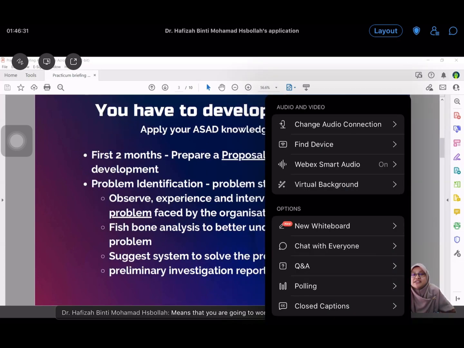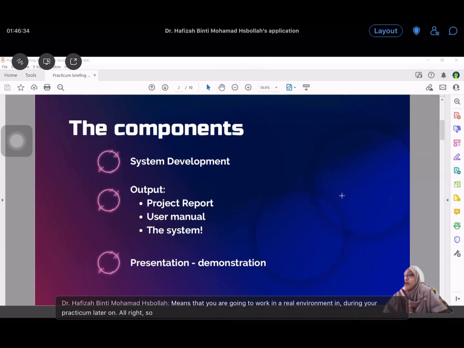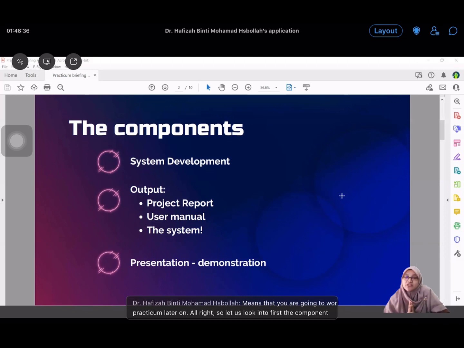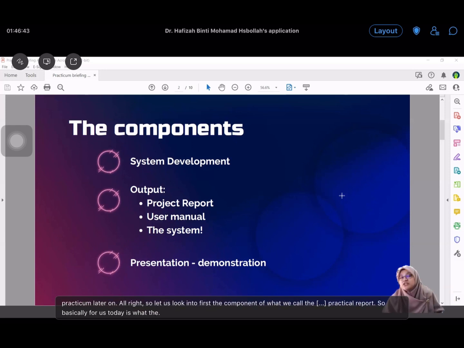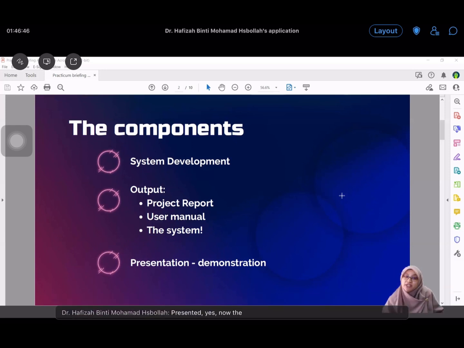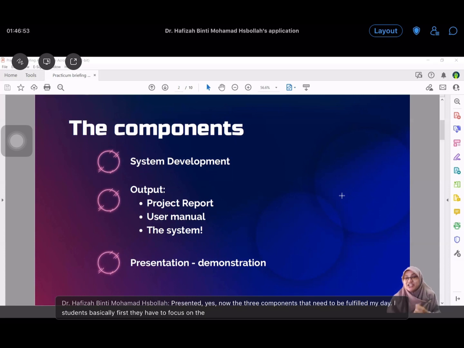Alright. So let us look first into the components of the AIS Praktikum report. For AIS students, as Dr. Lin presented just now, there are 3 components that need to be fulfilled. First, they have to focus on system development. You undergo all the processes from AIS, ASAD, programming, database, and so on. So you are going to be tested on your skill for system development.